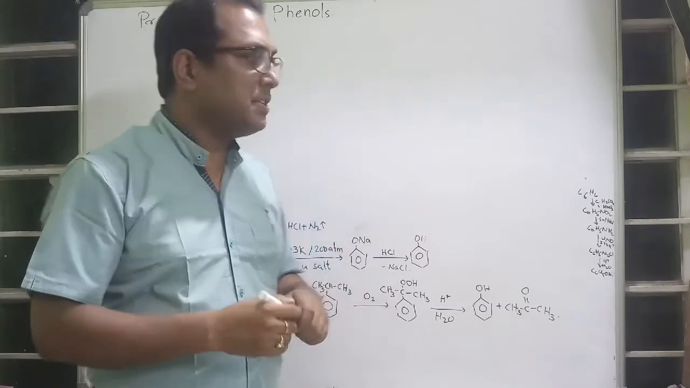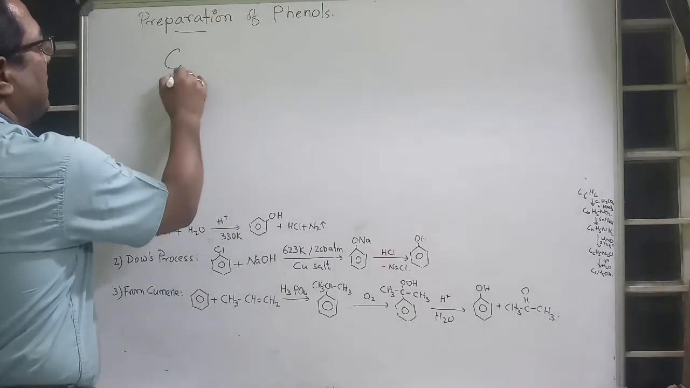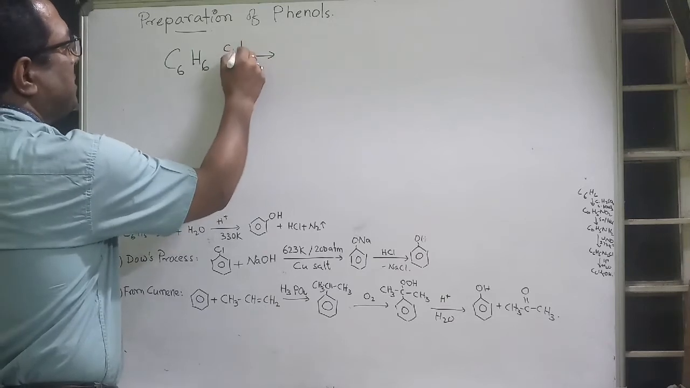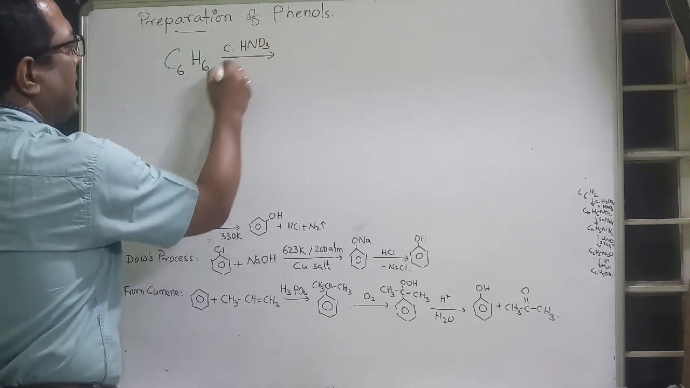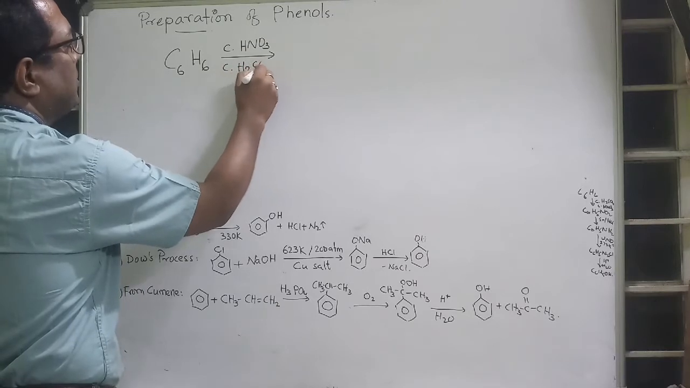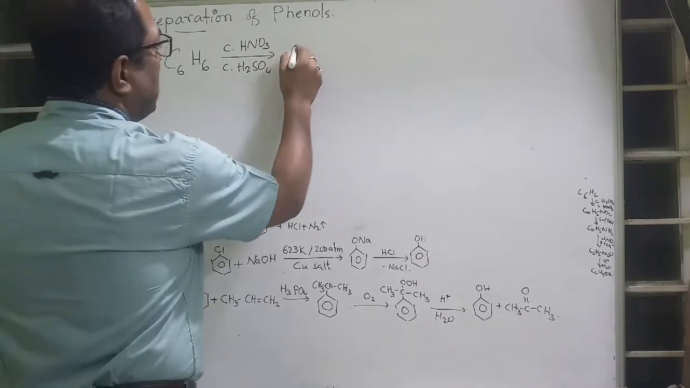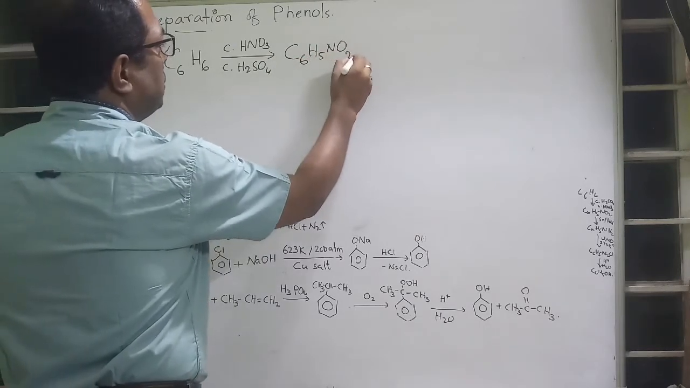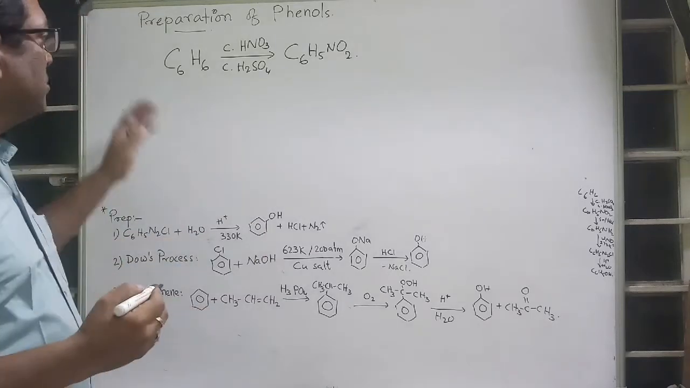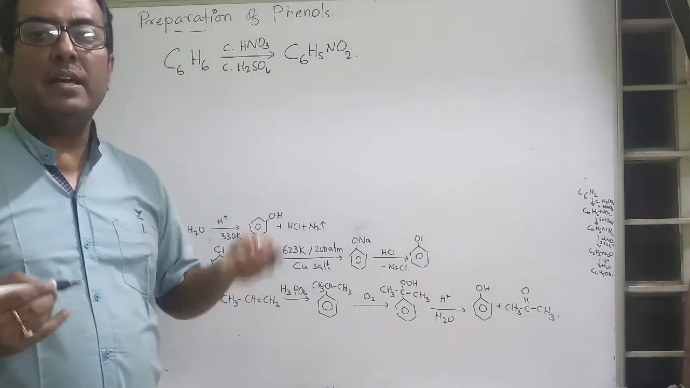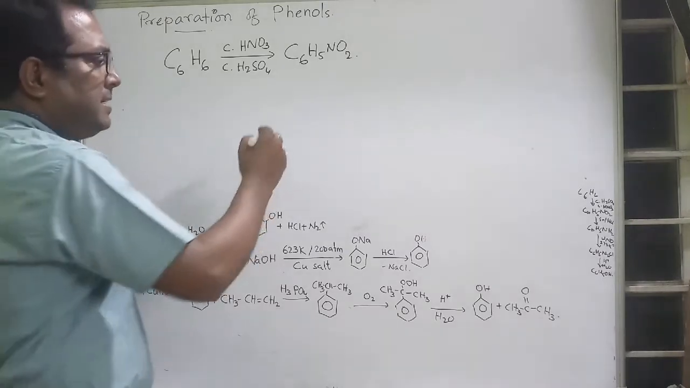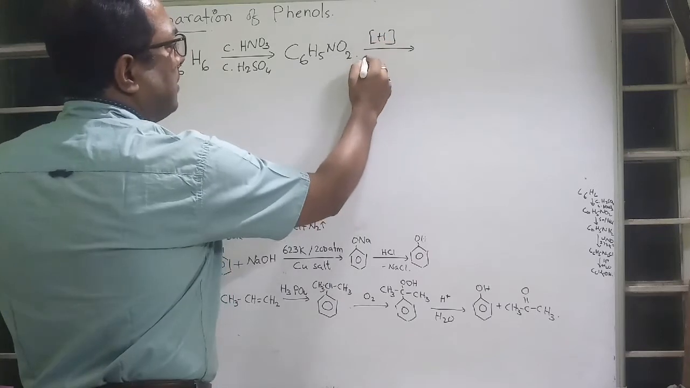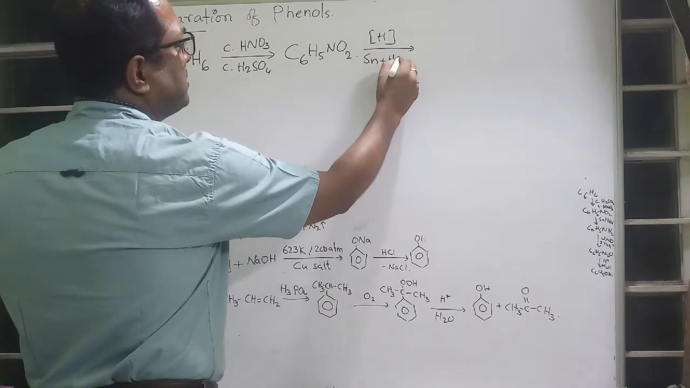So let us see. Here student, we have the benzene as C6H6. When we treat with concentrated HNO3 and concentrated H2SO4, what happens is it forms C6H5NO2. So it forms nitrobenzene. So this is an ideal preparation of making nitrobenzene. When this nitrobenzene is reduced by Sn plus HCl.